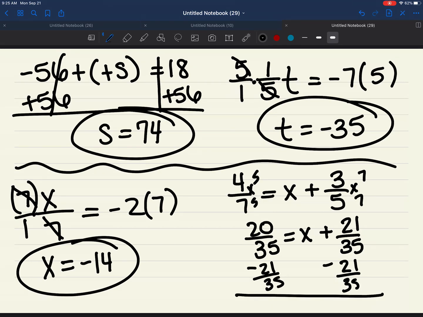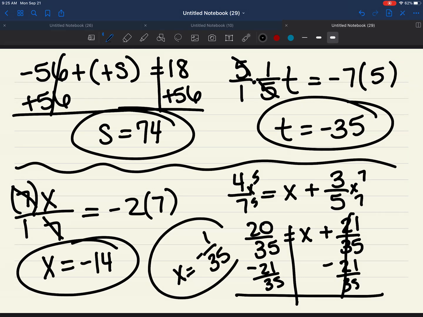Sorry, it's kind of messy and I ran out of room. But those cancel. What is 20 over 35 minus 21 over 35 give you? Negative 1 over 35. Good. Sorry, I apologize. I ran out of room, so it's not very neat. But okay, do you have a question or do you want the next one? Okay, good.